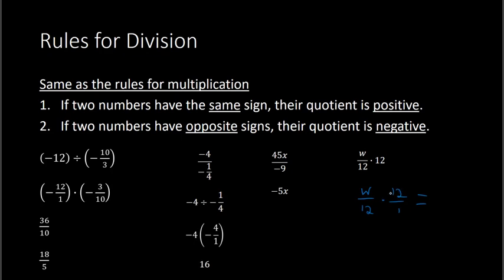So I can reduce anything on the top with anything in the bottom. So I'd have 12 divided by 12. You get 1/1. So I'm left with w times 1, which is w, over 1 times 1, which is 1. So my answer would be simply w.